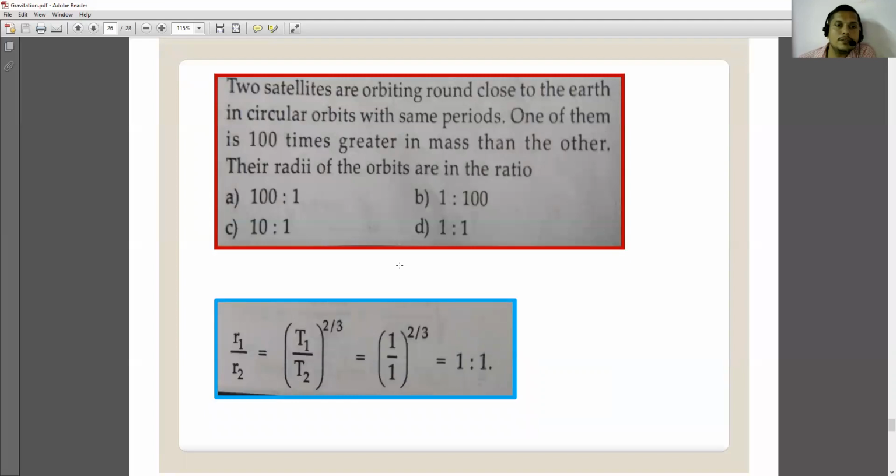Then next, two satellites are orbiting around close to the Earth in circular orbits with same period. One of them is 100 times greater in mass than the other. The radii of the orbits are in the ratio. So here once again we are writing R1 by R2.